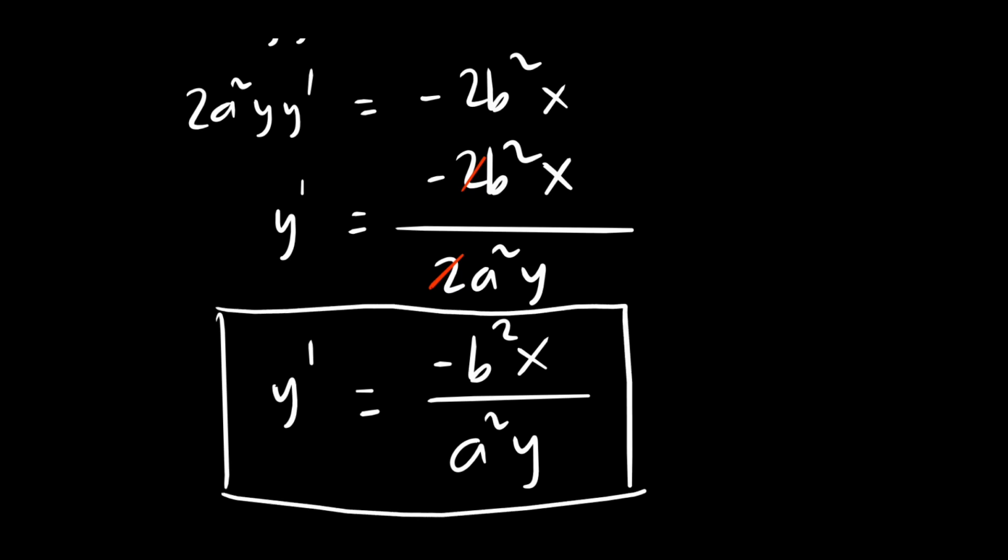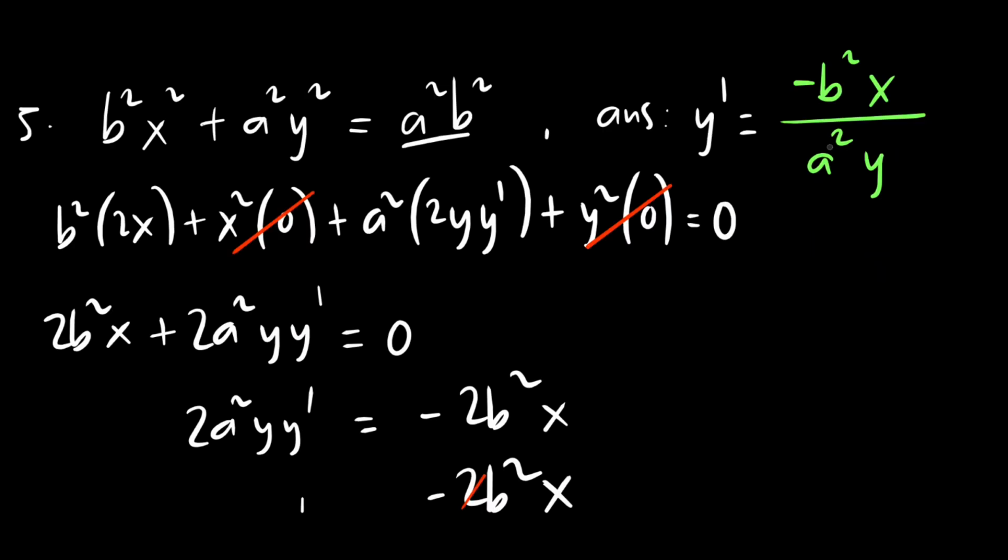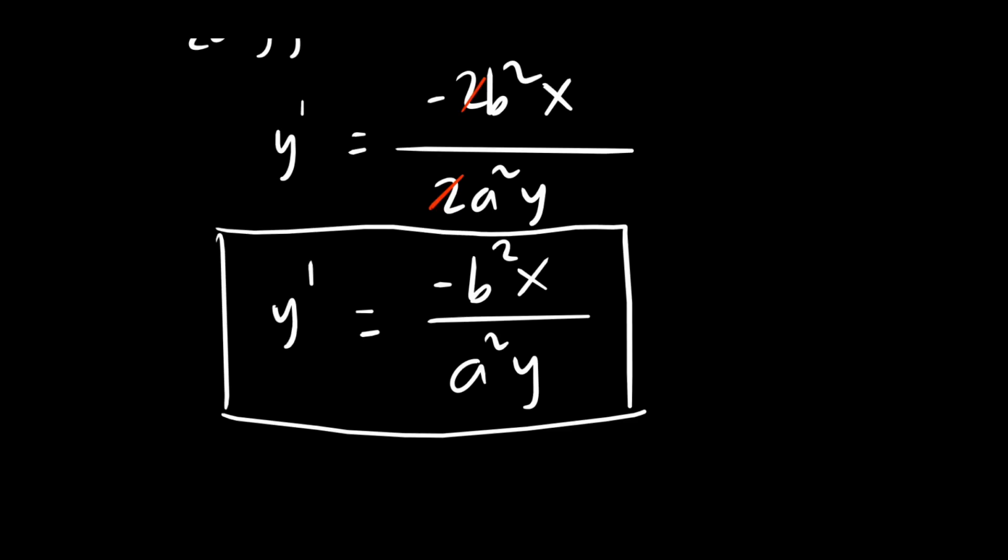So let's check if our answer is correct. Negative b squared x all over a squared multiplied by y. So our answer here is correct.